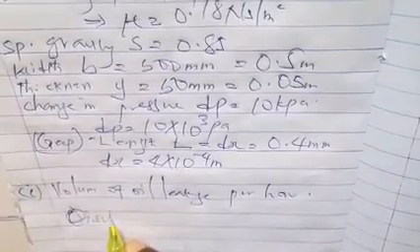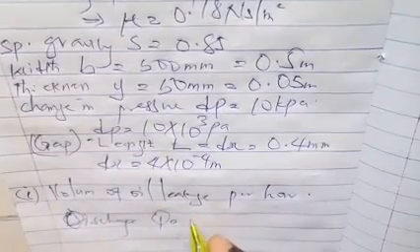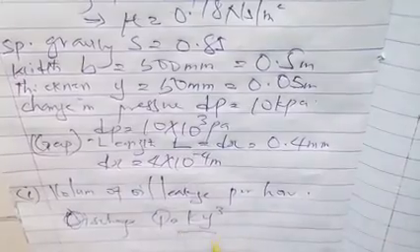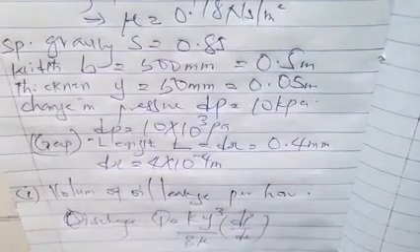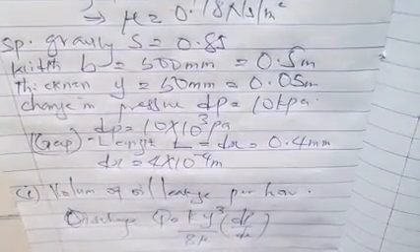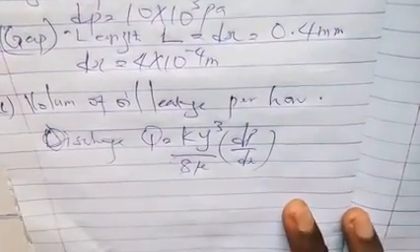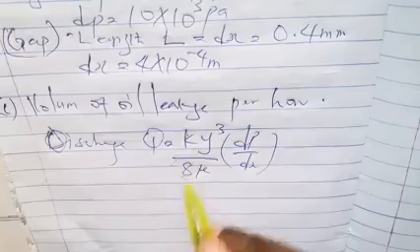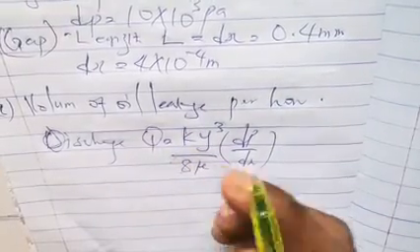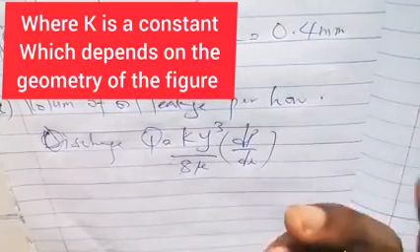Discharge Q is equal to K y cubed all over 8 mu dp over dx. So this is the Hagen-Poiseuille equation for a viscous flow through a cracked wall. If we know this, then K is a constant, and it depends on the geometry of the figure.